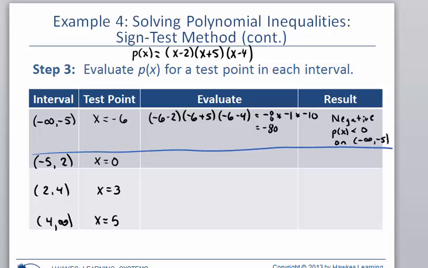Now I'm going to do the same thing for the second one. My test point is 0, so I'm going to plug 0 into my polynomial function. So 0 minus 2, 0 plus 5, 0 minus 4. It's going to give me a negative 2 times 5 times negative 4, which gives me a positive 40. So I'm going to write down the word positive on the result, which means that my function is greater than 0 for any x in between negative 5 and 2. Not just 0, but any number I plug in that interval should give me a positive number out.